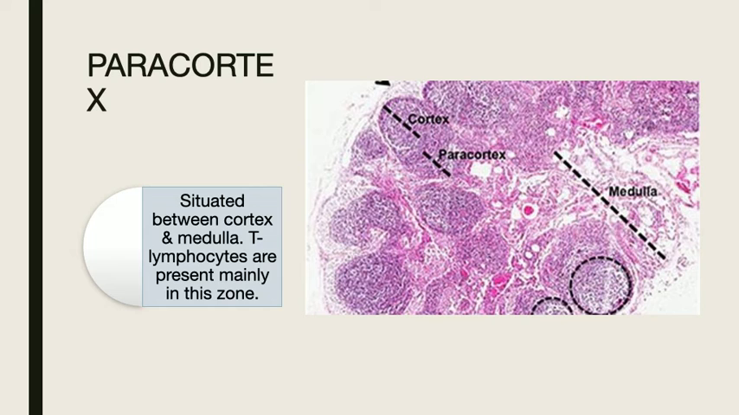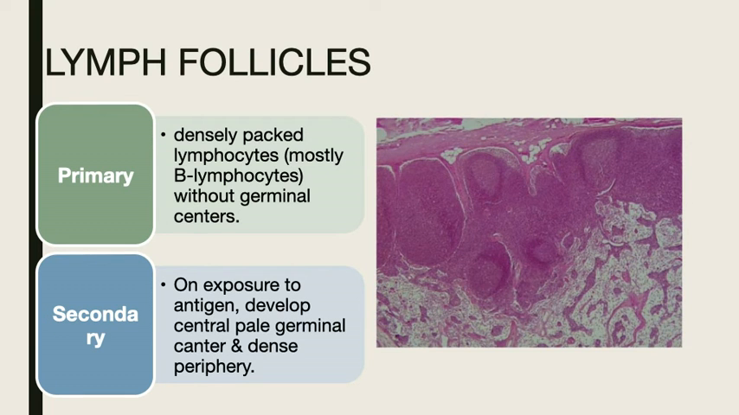The cortical lymphatic sinuses, we have two types. We have the one under the capsule called capsular lymphatic sinus, and the one between the trabeculae called trabecular sinus. They are lined with endothelial cells and macrophages.